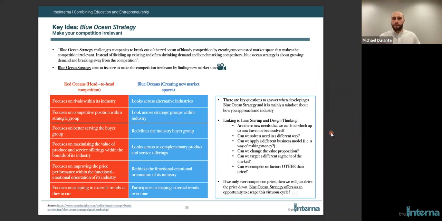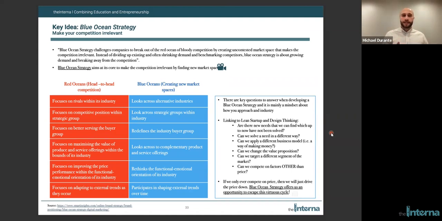So blue ocean strategy is really trying to move companies or your idea or your business out of a red ocean into a blue ocean, or indeed never to actually enter that red ocean. So I guess the first question that we really need to dive into is: what is a red ocean and what is a blue ocean?